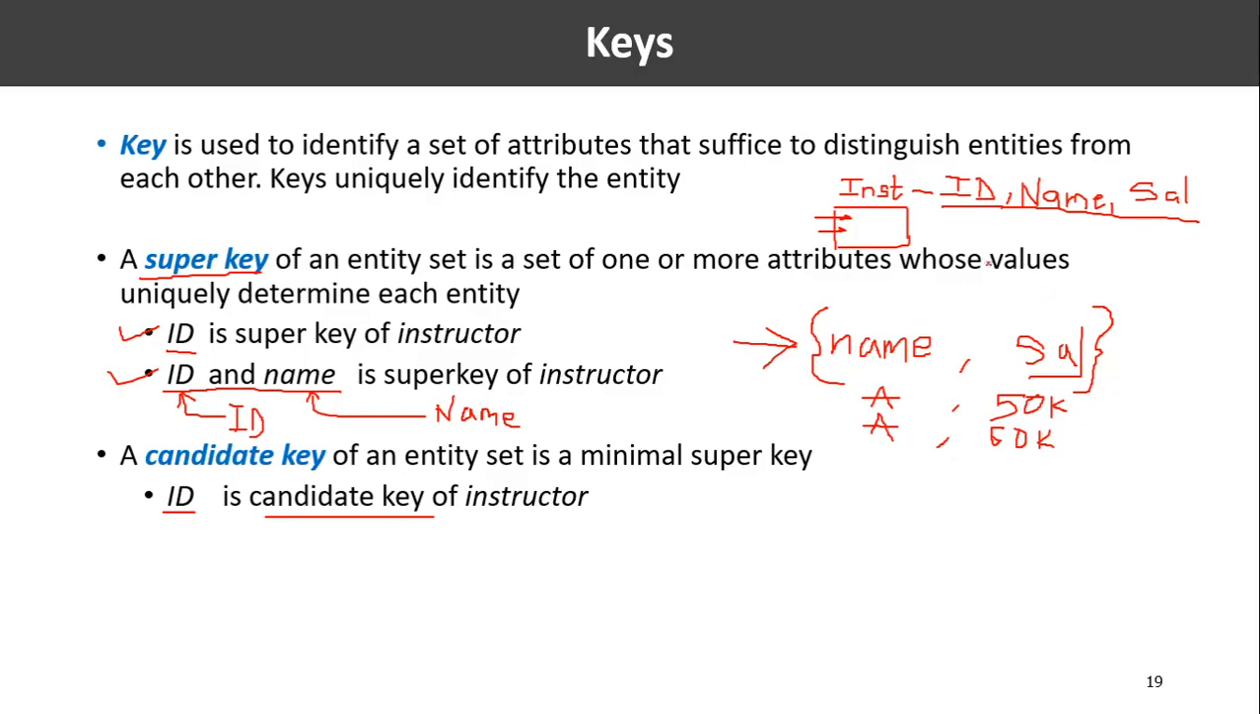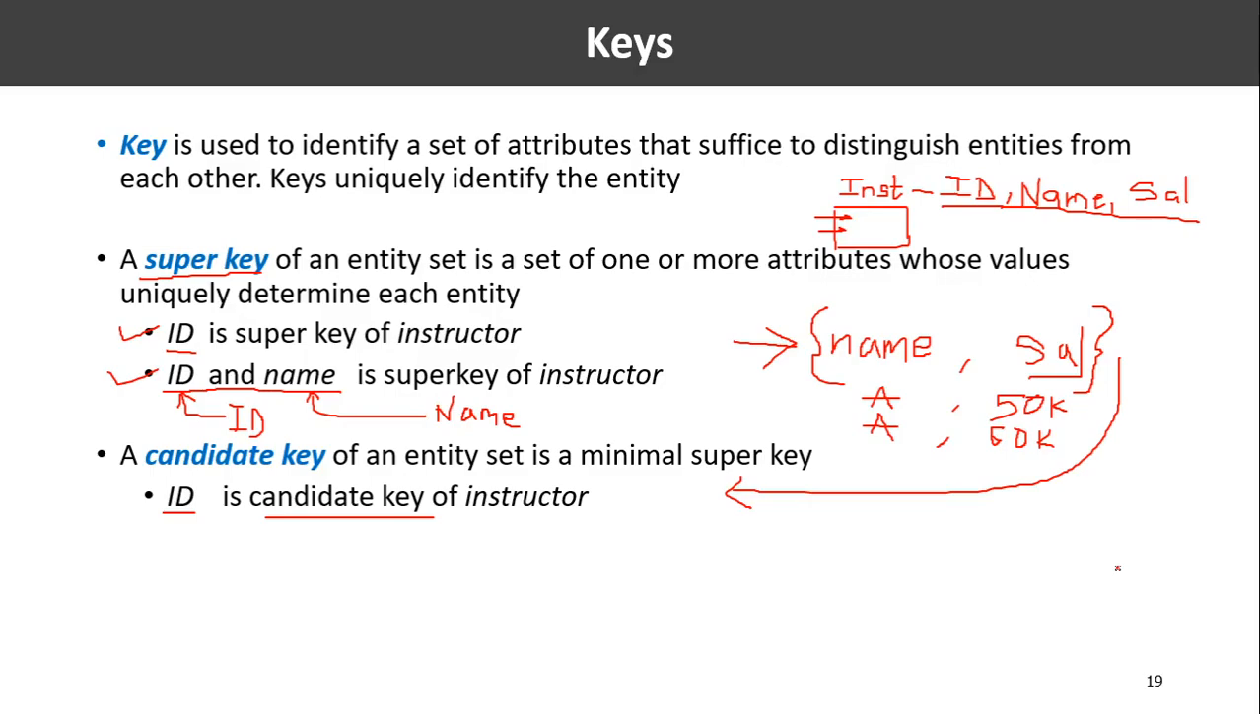And as there is no proper subset that can also be treated as a super key, we may say that this name, salary is one more candidate key for my entity set, that is instructor. So we may have more than one candidate key for an entity set. We may have more than one super key, and more than one candidate key also. The candidate key is the minimal super key. And what do we mean by minimal super key?